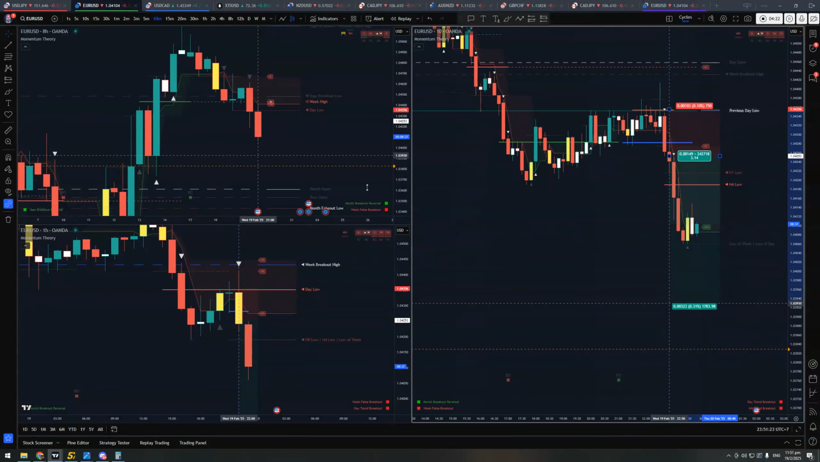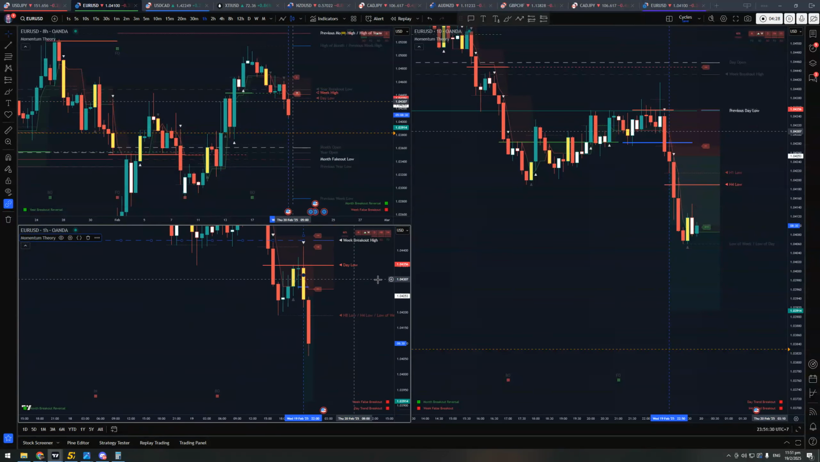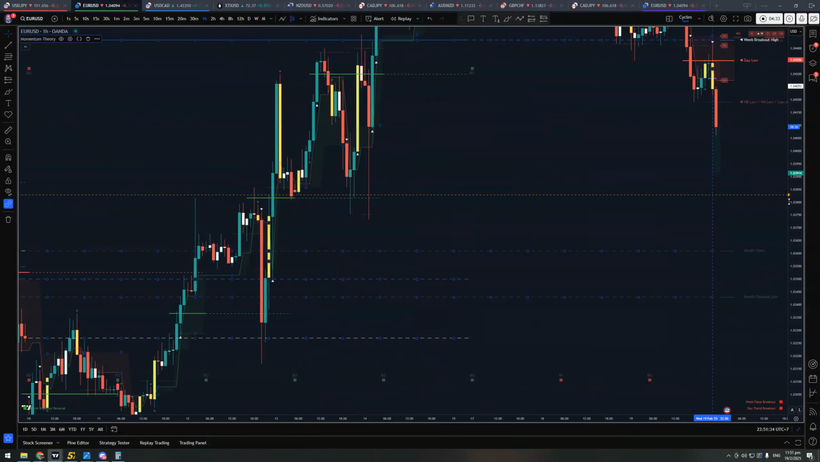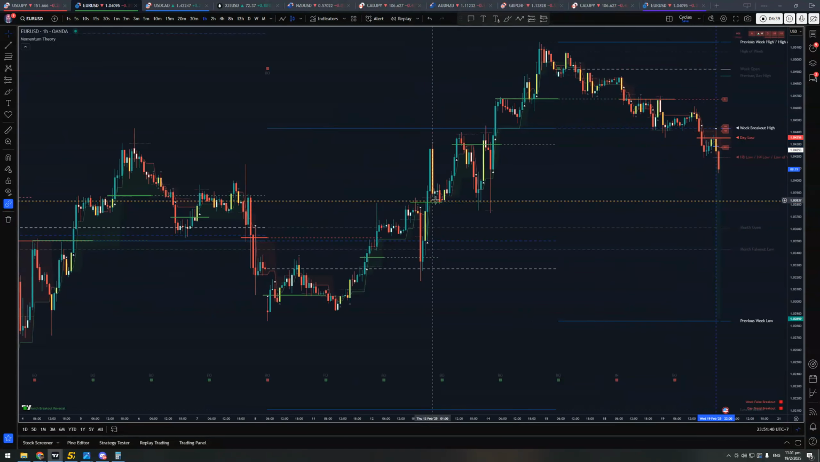Whenever you flip these weekly breakout levels, I'm looking for a weekly target. So the next weekly target is actually all the way down to the previous week low. So I do want to hold it down to that previous week low, but I want to see how price behaves at the next breakout level. So here's the next daily breakout level. Monthly open is over here. This is another place I'll have a look at.